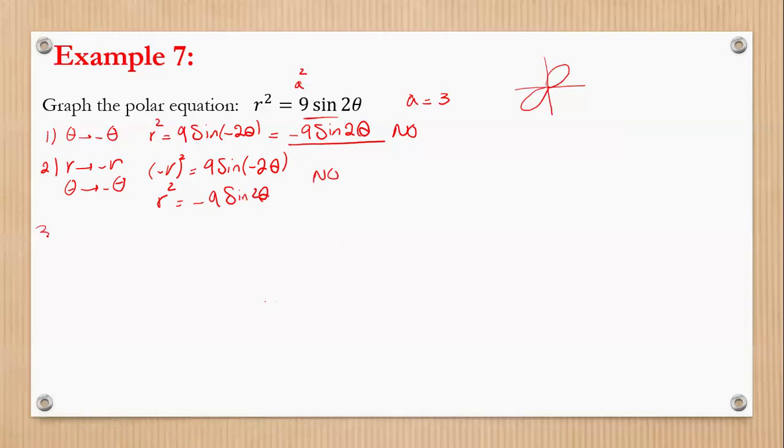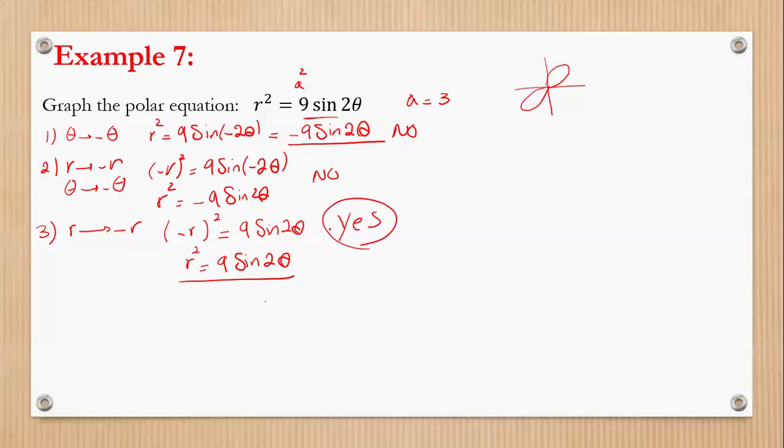To check for the symmetry for the origin or the pole, we only replace r by negative r. So we get negative r squared, which is equal to 9 sine 2 theta. And we know negative r squared is exactly the same as the positive r squared. So we get the same equation. So the answer for this one is yes. So this equation is only symmetric about the origin.